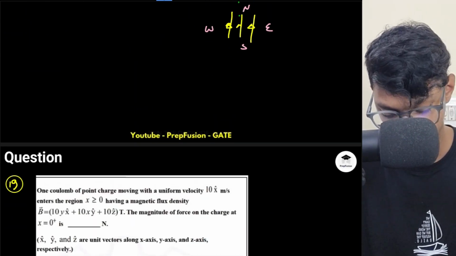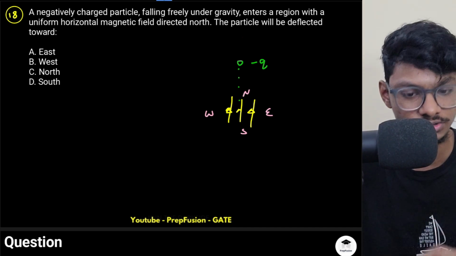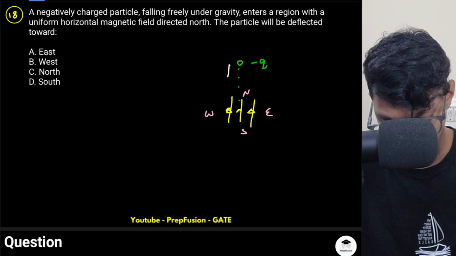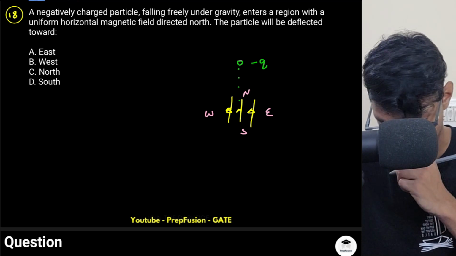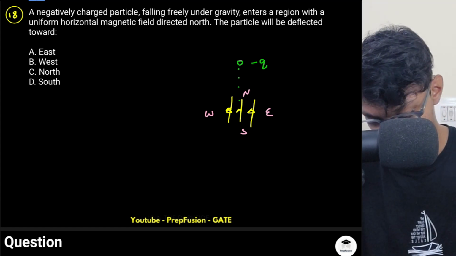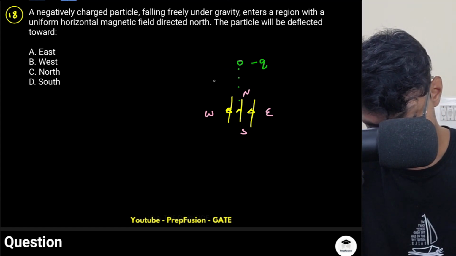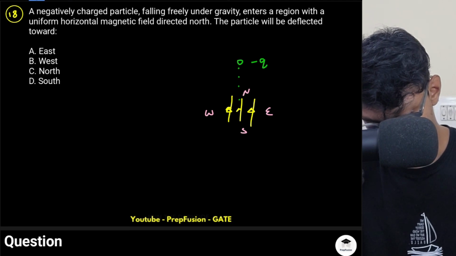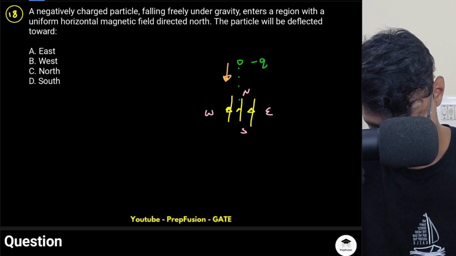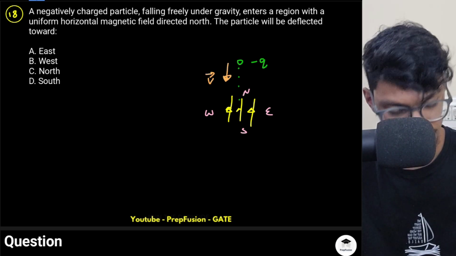So here we'll observe this with a live example. The particle will be deflected towards what? Here the velocity is in the downward direction, right? Because it has some mass, so gravitational force will be working. So due to gravity, it will be falling down. Now this is the direction of the velocity, right?